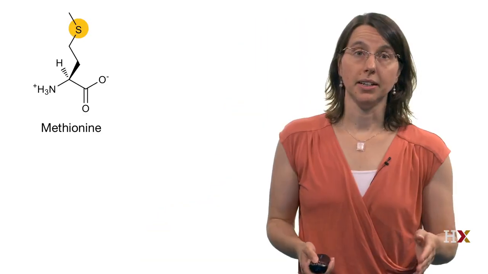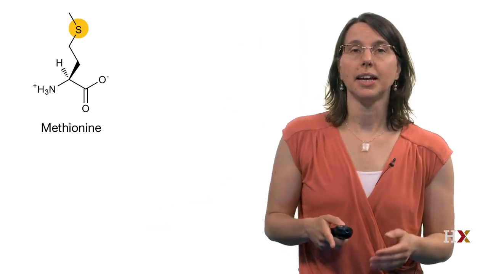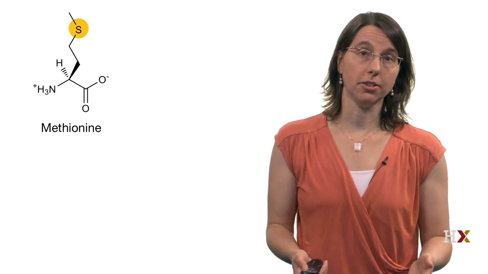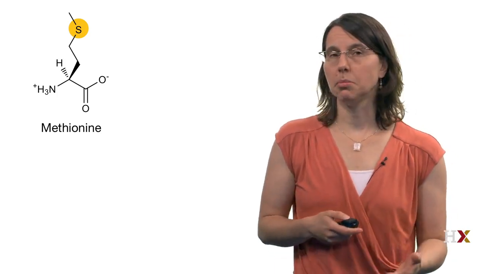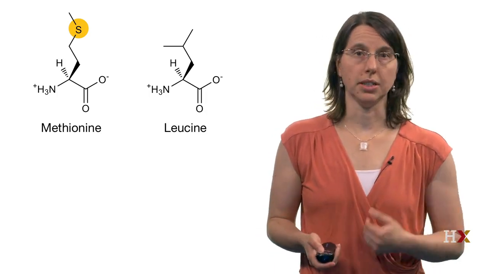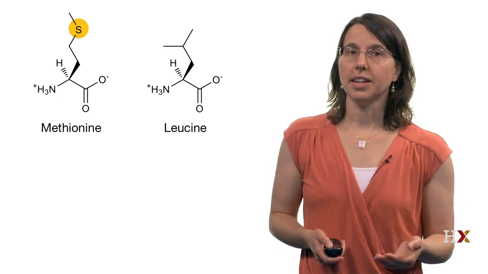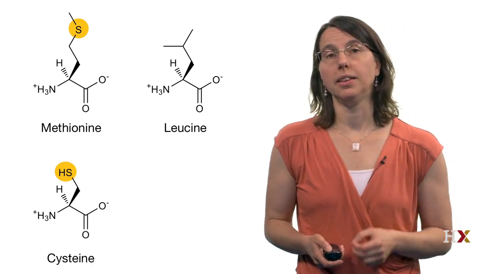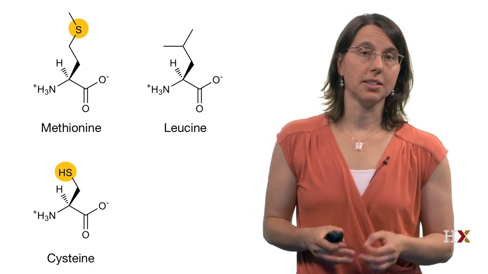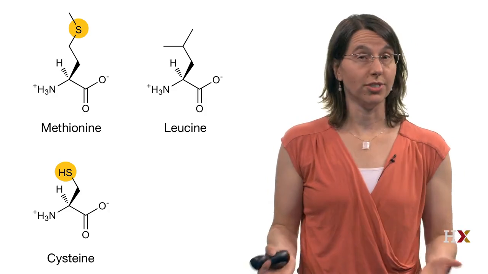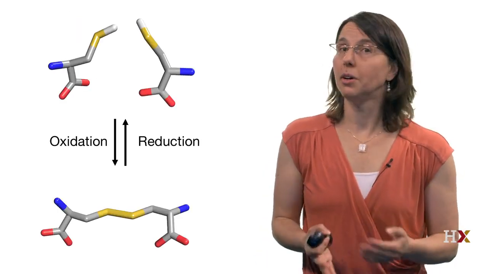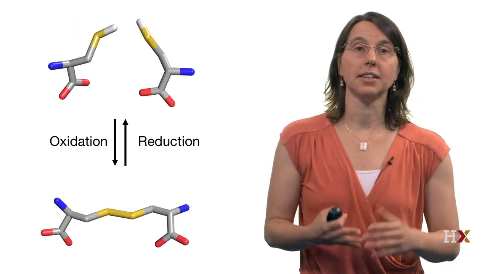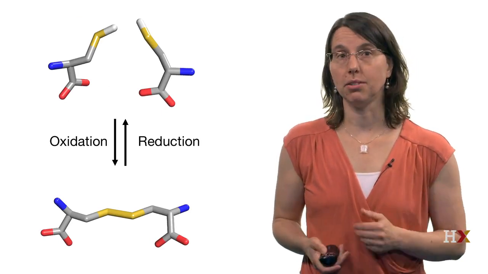So most amino acids are formed of carbon, nitrogen, oxygen, and hydrogen. But two of them have a sulfur atom. The first one is methionine, which is shown here. And methionine is essentially a hydrophobic residue, and it's very similar in size and shape to leucine, shown here. The second one is cysteine, which has a sulfhydryl group. And this group is interesting because it is actually quite reactive under physiological conditions. One of the reactions that it can undertake is to be oxidized to form a disulfide bond.